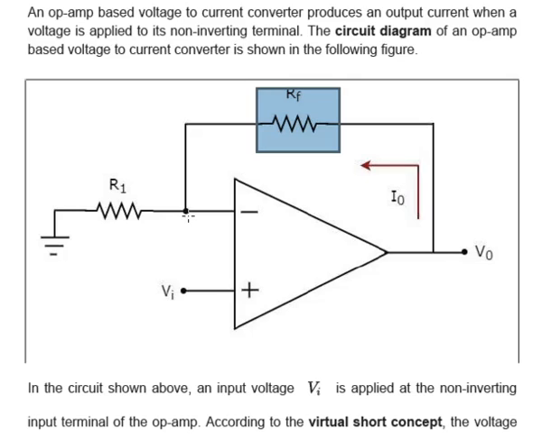Now, as per virtual short concept, as the input voltage is Vi here in the non-inverting terminal, so in the inverting terminal, this part is also having voltage Vi as per virtual short concept. So this is the basic circuit diagram of a voltage to current converter.